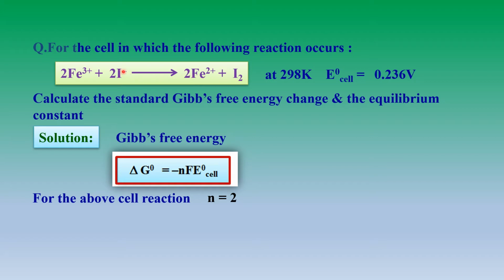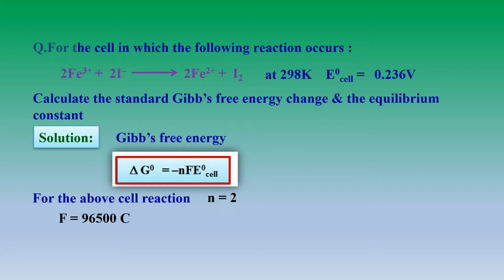In the same way, I⁻ is becoming I₂. Here 1 electron is lost. So we are multiplying by 2, so that's why 2 electrons are lost, and here 2 electrons are gained. So that's why the n value is equal to 2.